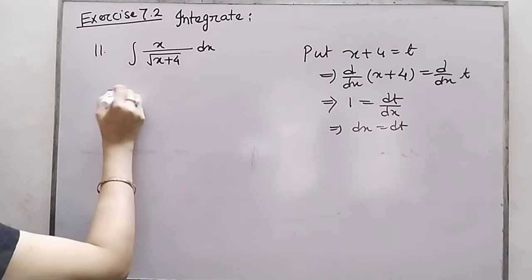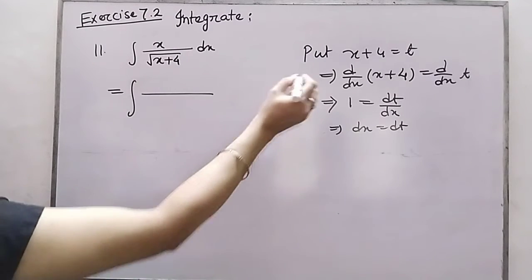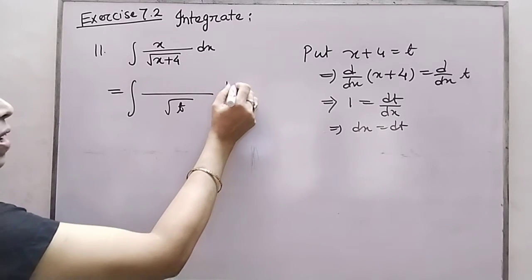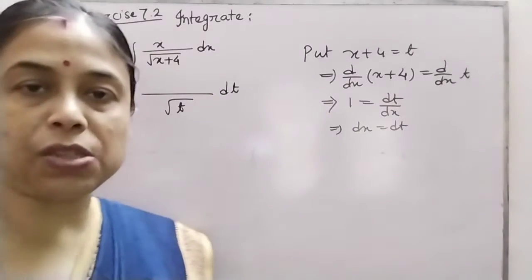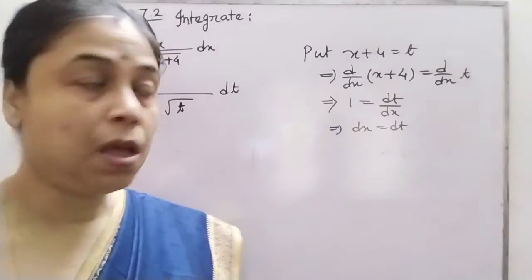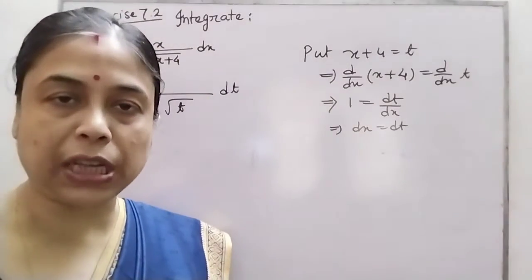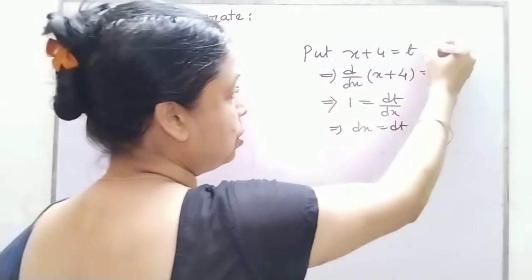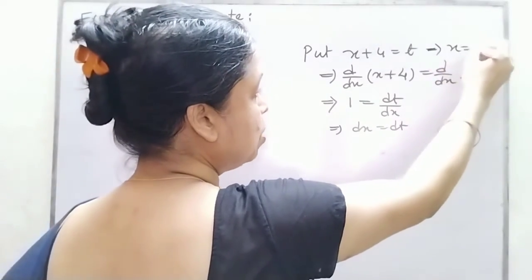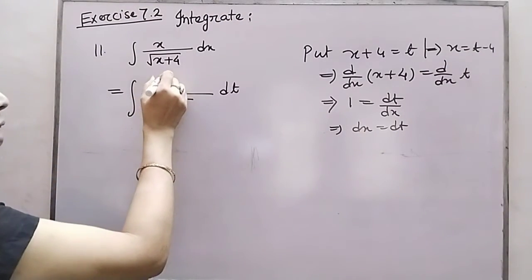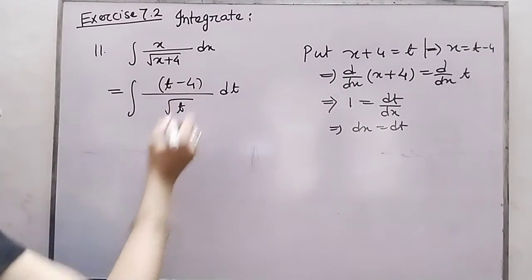Let us substitute here. In the place of dx we can put dt, because all the variables we have to change in terms of t. But what about this x? x also we have to change in terms of t. So see your substitution. From here you find out what x is. x is t minus 4. So in the place of x, let us substitute t minus 4.